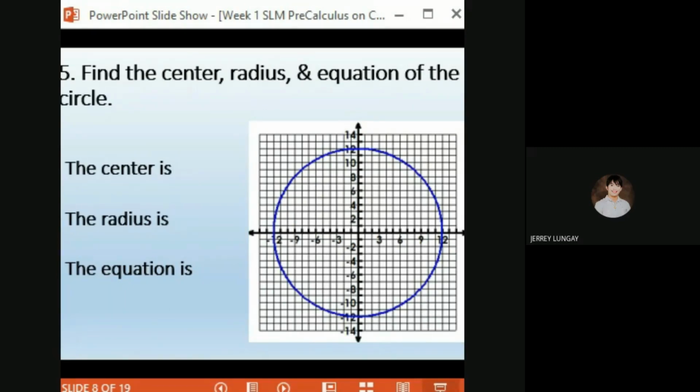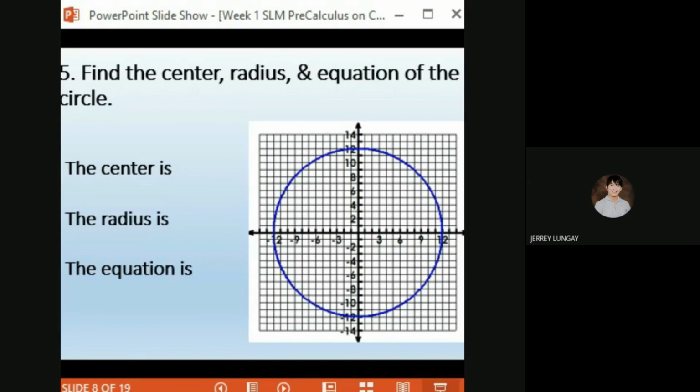O sige. 12, that is 12 units away from the center going to the point on the circle. So meaning, giihap ko.